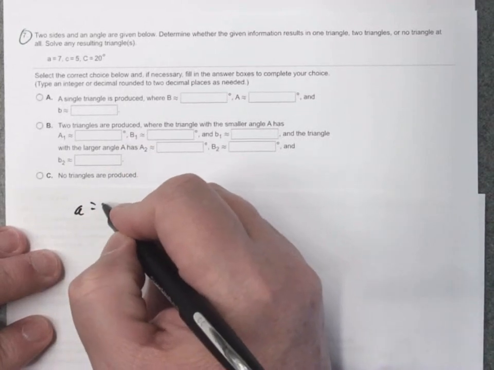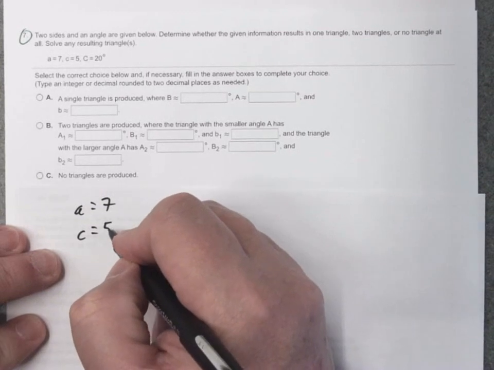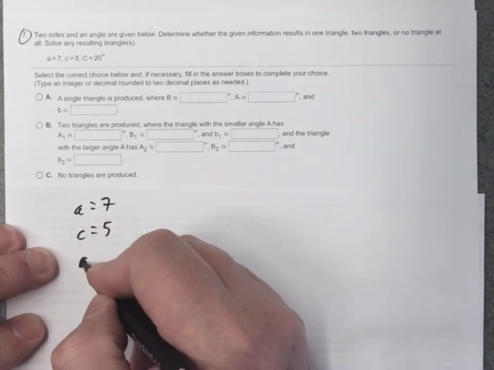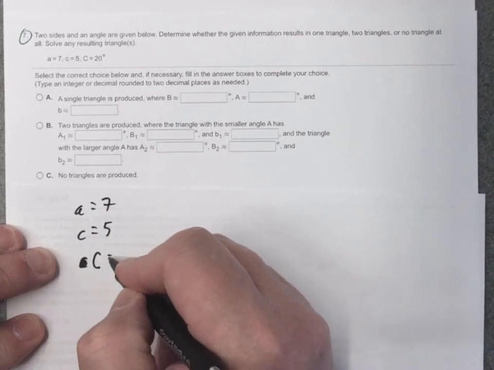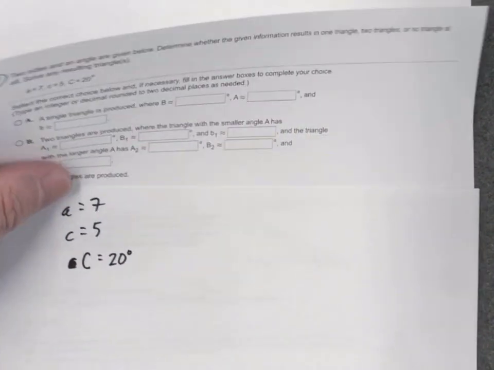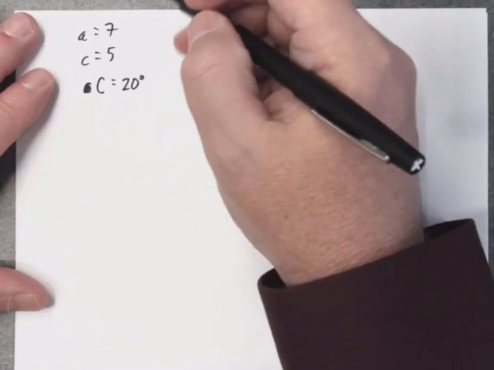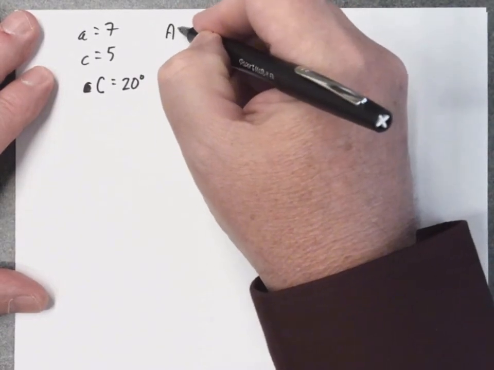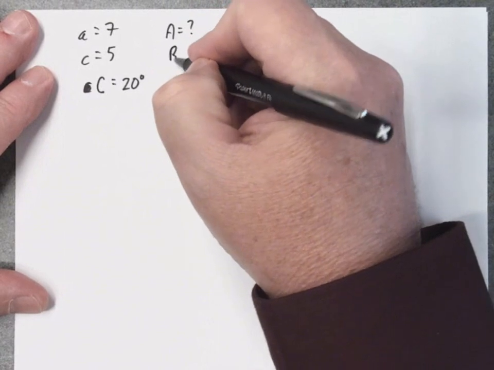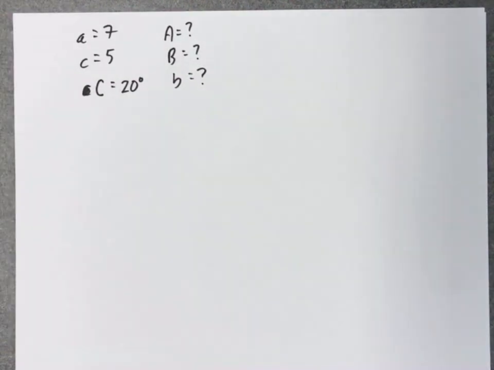So side A is 7, side C is 5, make it like a capital C. Angle C is 20 degrees. So this is angle side matching. What do I need to find? I need to find angle A, angle B, and side B.